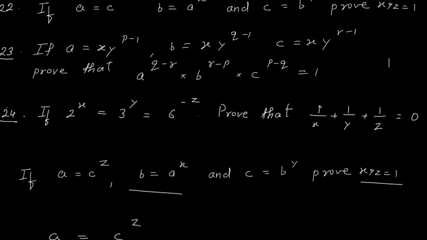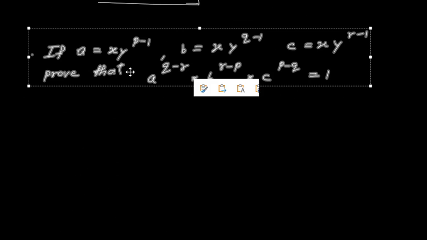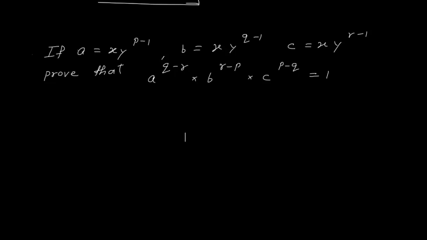again the same kind of question but a little different. These questions can be solved in different ways by different teachers. So all the ways are right as long as we are using proper mathematical formulas. Now here A is given x into y power p minus 1, B is equal to x into y power q minus 1 and C is equal to x into y power r minus 1. Then we have to prove that A power q minus r into B power r minus p into C power p minus q is equal to 1.